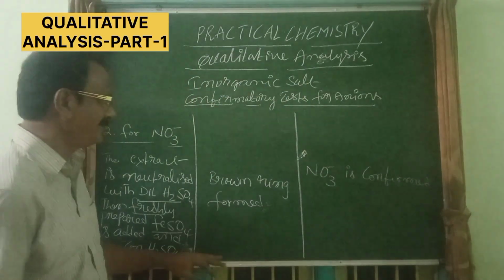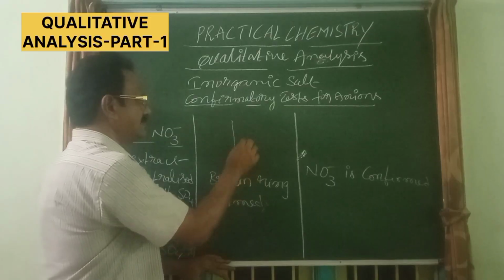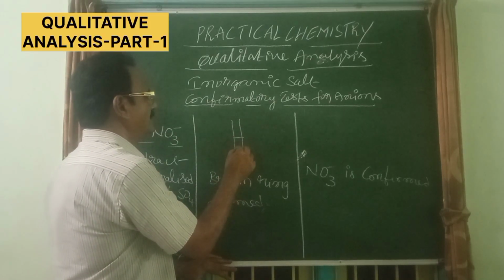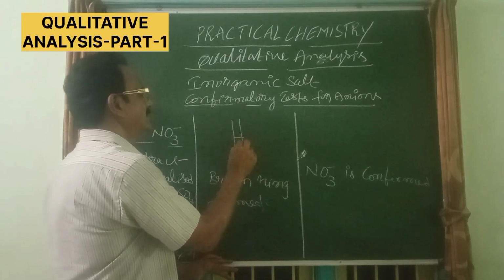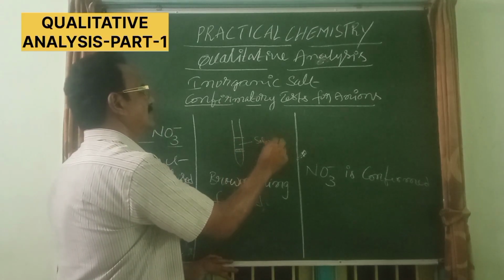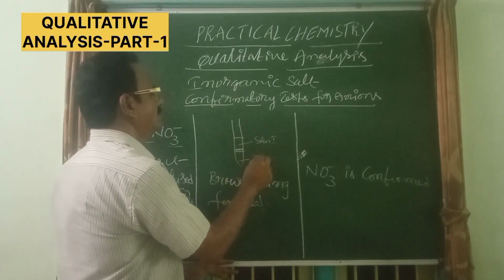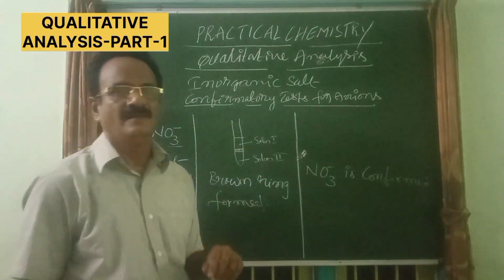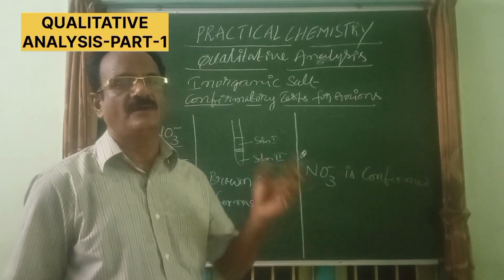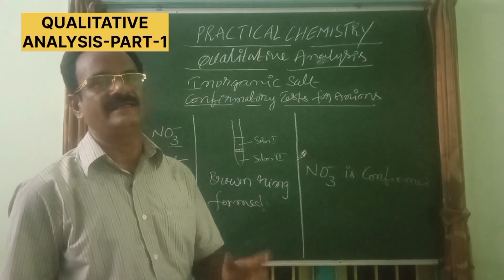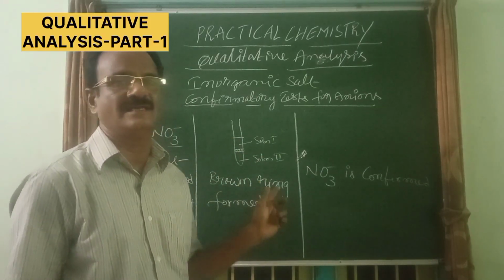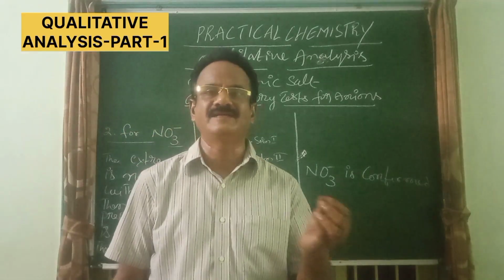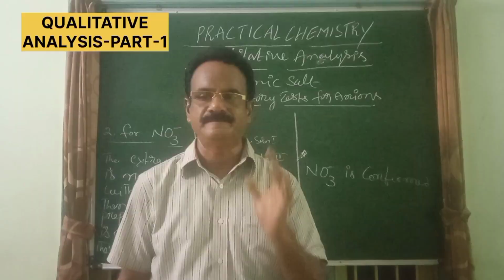The brown ring will appear like this. Let us see. Consider this as a test tube. There are two solutions. The brown ring will appear like this, between the two solutions, solution 1 and solution 2. Okay, this is the brown ring. When the brown ring is formed, one can confirm the presence of nitrate in the given solution. This test is to be done only if there is NO3 minus in the identification test.